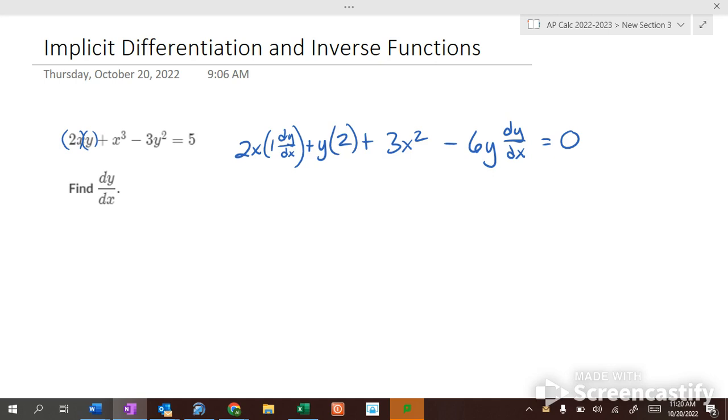Okay? So, it says find dy dx. It's right there. Stupid math teacher joke there. Where it says find x, it's right there. Not x equals 7 or whatever.